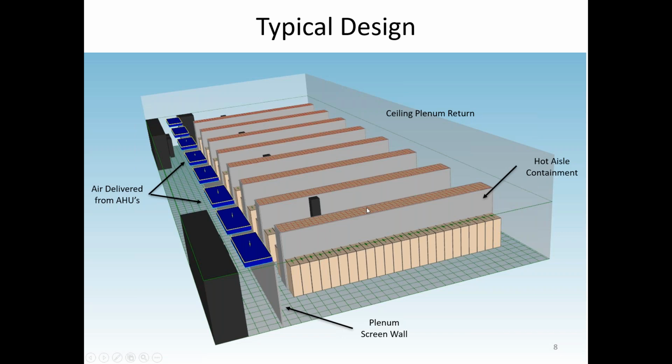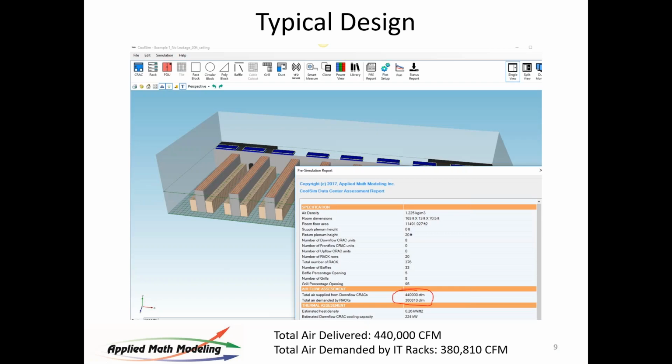I have these models up in case you want to take a look at them. I will go to them periodically. Now in CoolSim, we have a pre-simulation report. This is always important. It's up here in the interface, pre-simulation. It allows you to take a look at what's going on in the room. Just a summary of the input data. So this room is 10,000 square feet, 11,000, something like that, 11,500. And the total amount of air coming out of the cooling units is 440,000 CFM. You can see right down here, the amount of air needed by the racks is 38,810.